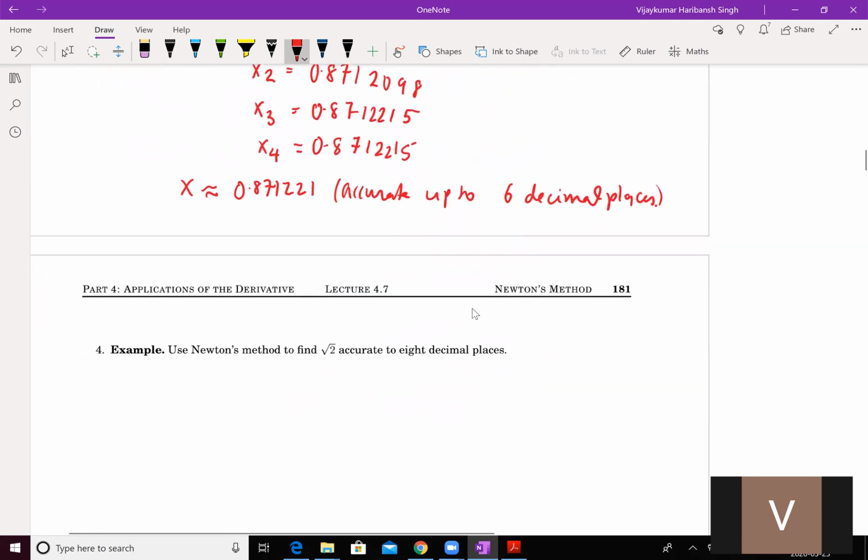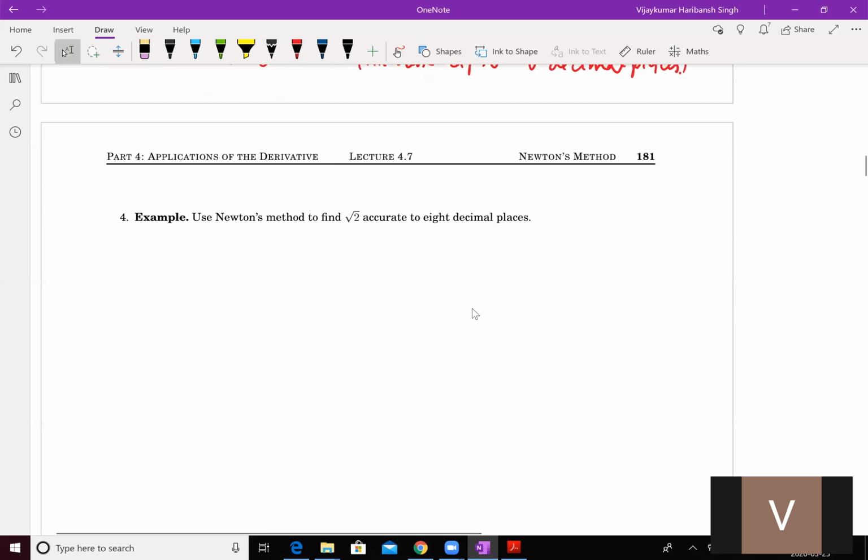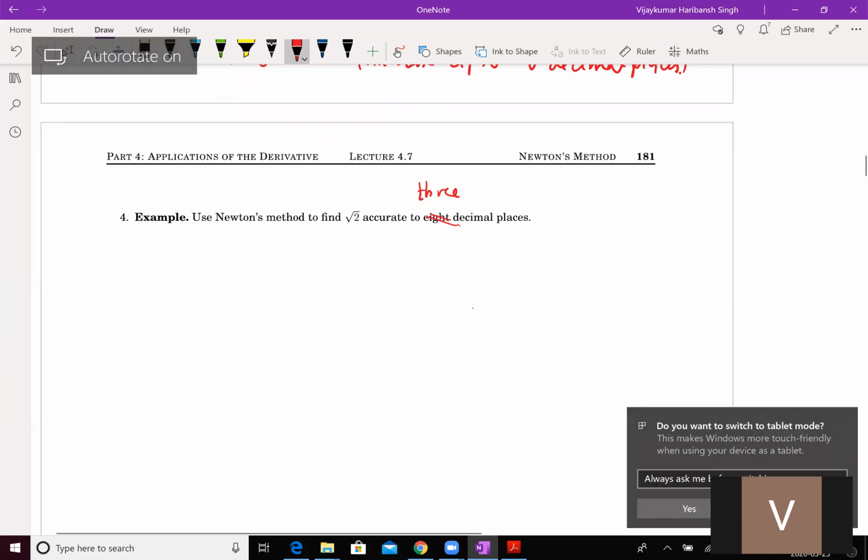Now let's look at the other problem. Use Newton's method to find the square root of 2 accurate up to 8 decimal places. We'll just do up to basically 3 decimal places. All right. So how do we go about it? First of all, we need a function, right? Here, we don't know what the function is. So we want to encode root 2 as a zero of some function.